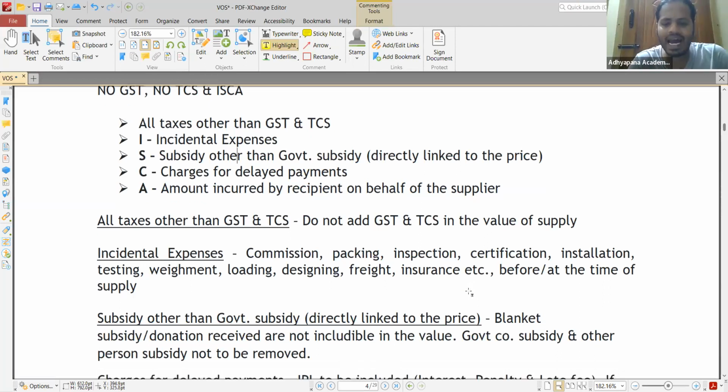Then, subsidy other than government subsidy. See, is government subsidy a consideration? First of all, government subsidy is not a consideration. In the definition of consideration, they exclude government subsidy. So government subsidy, they don't want to add. But if a government company gives a subsidy, then that has to be added. If a private limited company gives a subsidy, then that also has to be added.